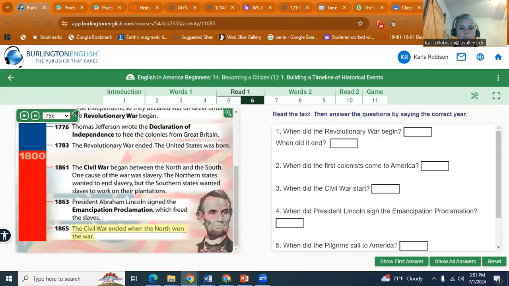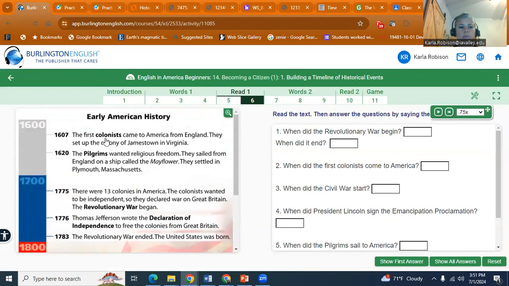Okay, so let me drag this out of the way here. All right, so using our timeline, we're going to answer the questions, okay? So number one, when did the Revolutionary War begin? So this is when you want to use and practice your skill of scanning. When we learn in our CASAS review, we always want to scan, and you're looking for keywords quickly with your eyes. You're not going to read every word, but you're going to look for keywords.